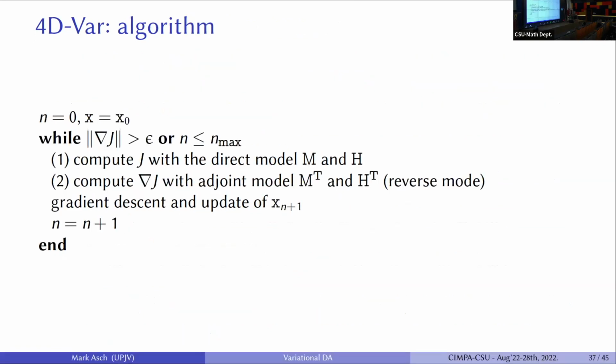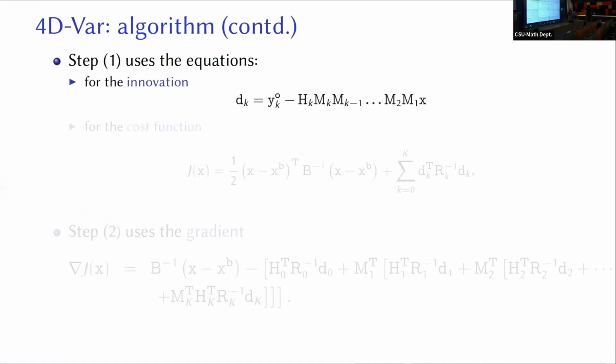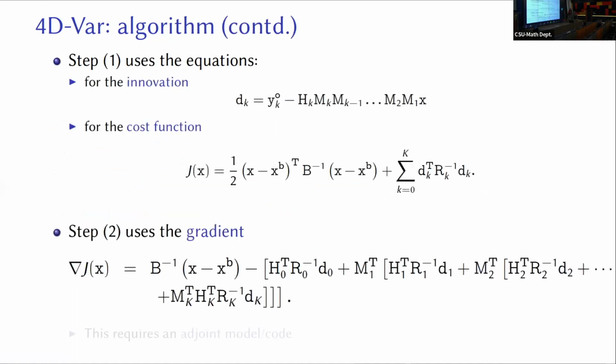So the algorithm is very similar to what we had before, except that now we have to compute J using the model M and H, and compute the gradient. We'll have to use an adjoint model now, which I spoke to you about before, which will require computation of the transpose of M and the transpose of H, and then there's a gradient descent, and then we go around until we converge. So 4D VAR is not a simple generalization, but it's a generalization. It reduces to 3D VAR when we stop going over a time interval.